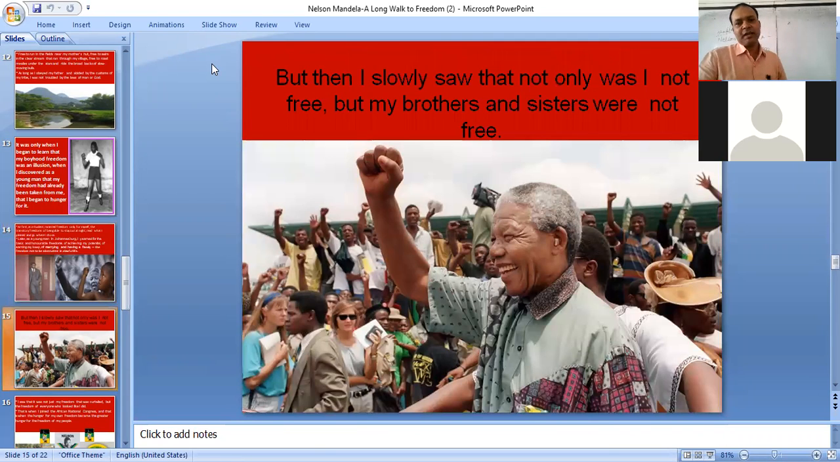But then I slowly saw that not only was I not free, but my brothers and sisters were not free, and so it is our responsibility to make them free from the white people, free from the chain of Britishers. So he started to rebel against the Britishers and white people in South Africa, and became one of the most important and renowned freedom fighter faces in South Africa.